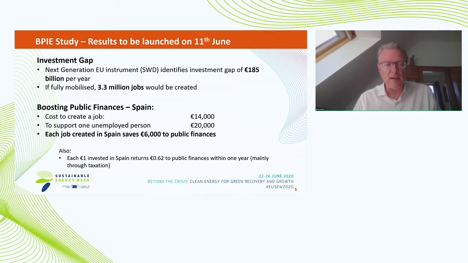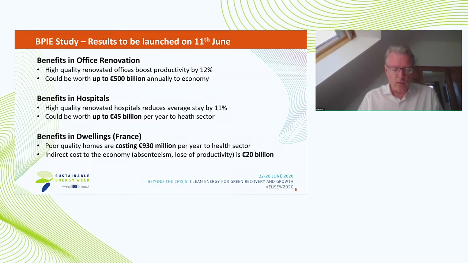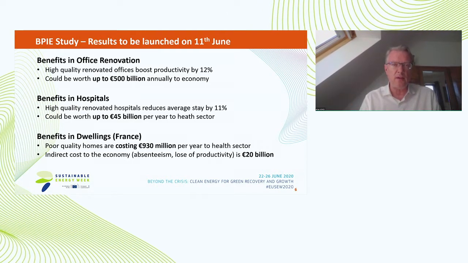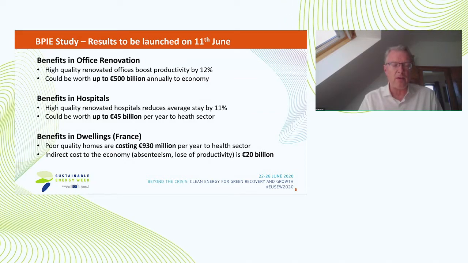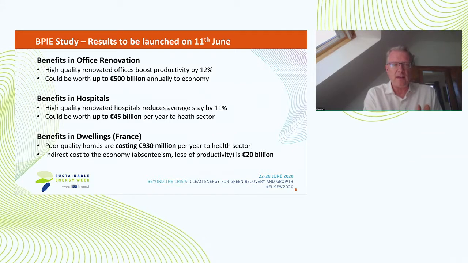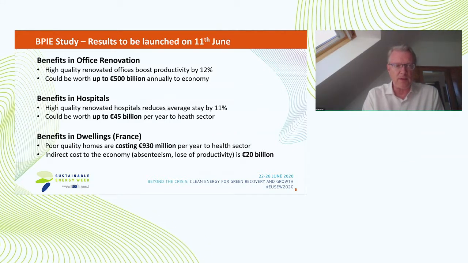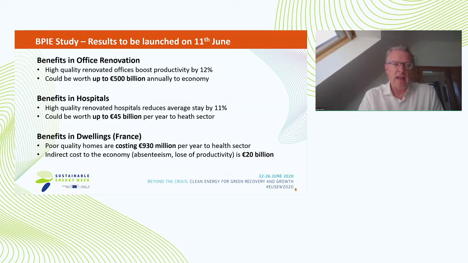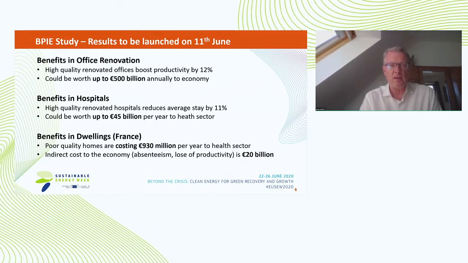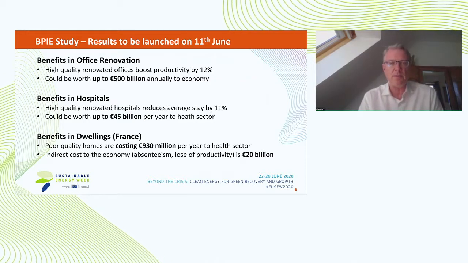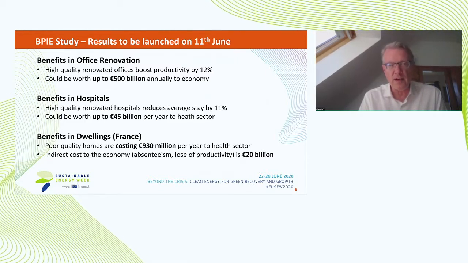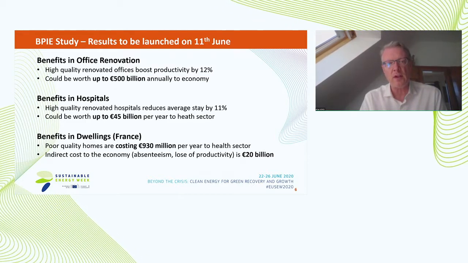Next slide, please. So beyond that, we looked at some segments of the building stock because indeed the European Commission has put forward the idea that addressing the building stock by segment is a valuable way forward. Now, if you take high quality office renovation, you can boost productivity of those working in the office by about 12%. And that, when monetized, could be worth up to 500 billion annually to the EU economy.